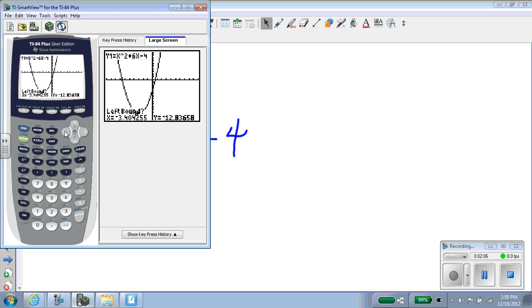Okay, so I'm going to use my left arrow until that's definitely left. The question changes to now give me a right bound. It needs to narrow down where it's looking. And now it says make your best guess. Okay, my guess is that it's here. And we're using our left and right arrows and our enter key to find that.